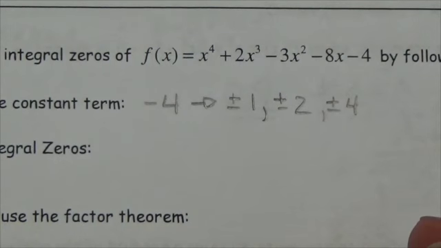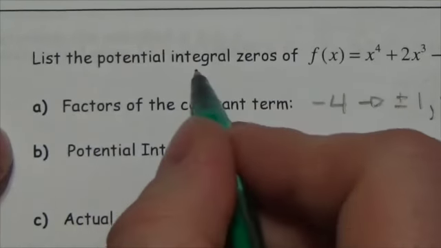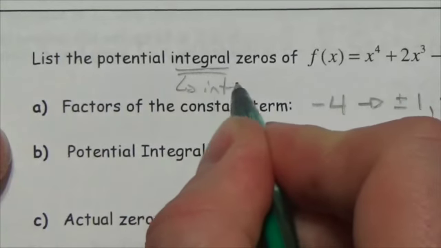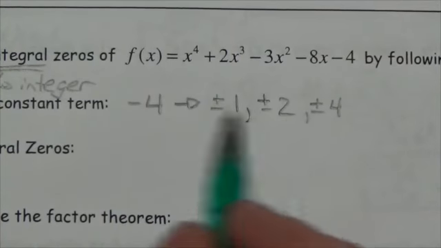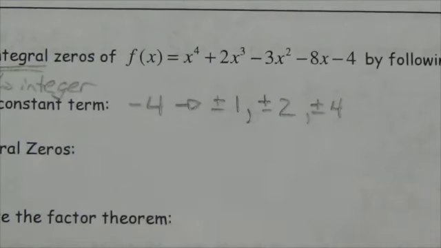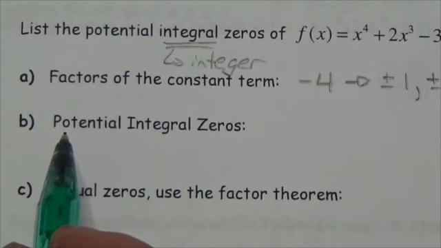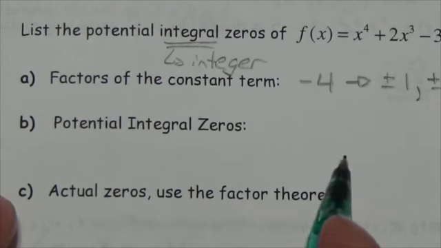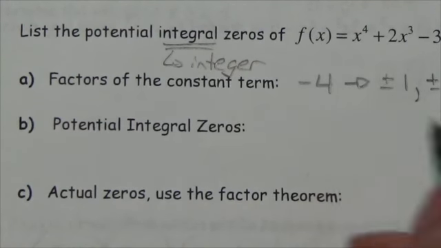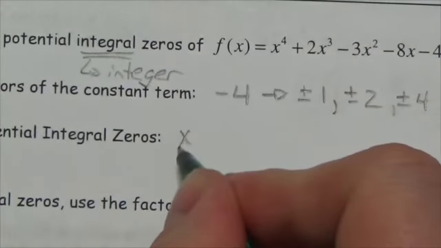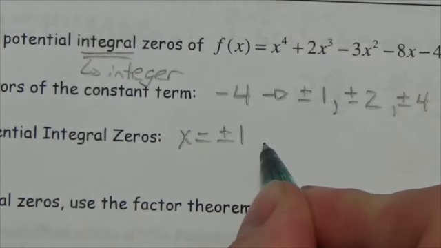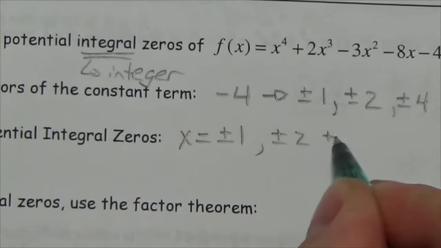Those are my possibilities. Now, I'm not going to go crazy with this. Don't start thinking about 8.5 sort of thing, like, well, I could multiply those together. The word integral here is implying integer. So I'm just looking for integer values, no fractions, nothing like that. So when it says the potential integral zeros, that's what we're talking about. The potential integral zeros of the function will be x equals plus or minus 1, plus or minus 2, plus or minus 4.